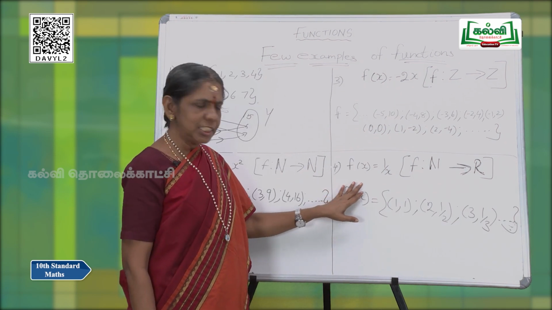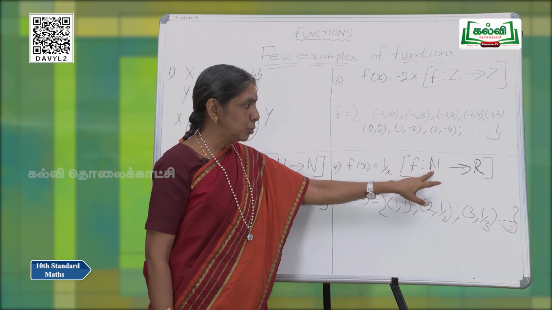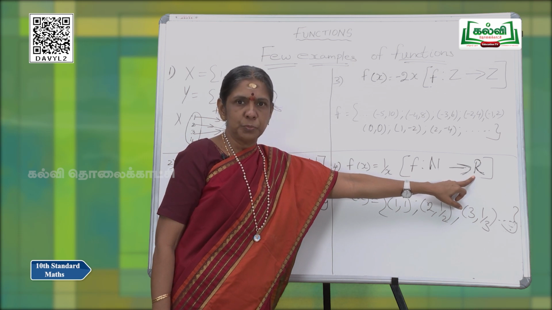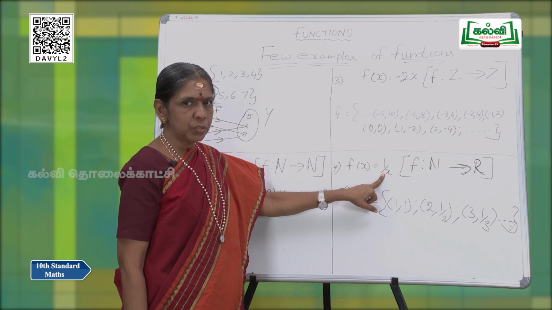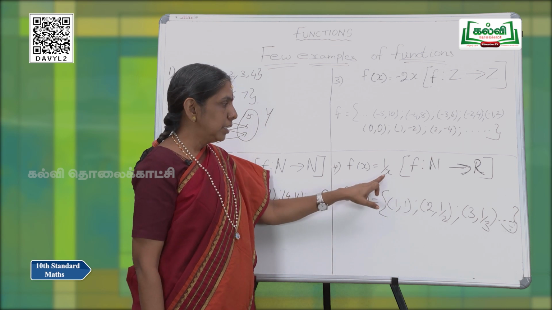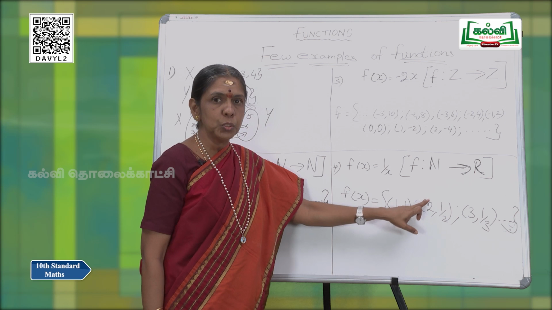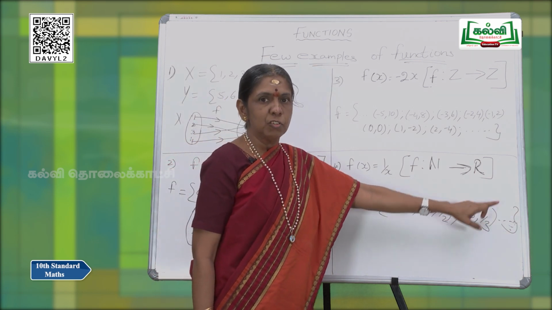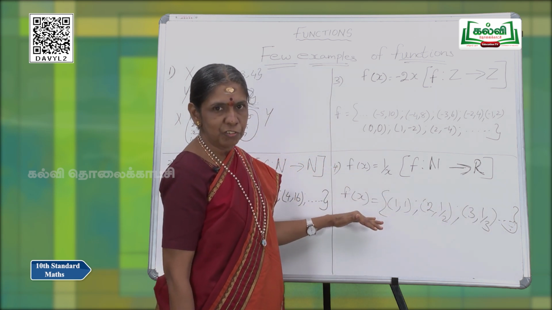Now, let us see an interesting example. f of x is equal to 1 by x, where the domain is going to be N, natural numbers, and the codomain is going to be the set of real numbers. Now, let me start with 1. Natural numbers start with 1. If you take 1, what is the image? 1 by 1, that is 1. Then if you take the next number 2, the image will be 1 by 2. 2 comma 1 by 2 is the next ordered pair. What about the next number? 3 comma 1 by 3, 4 comma 1 by 4, like that it goes on. So, this is again a function.